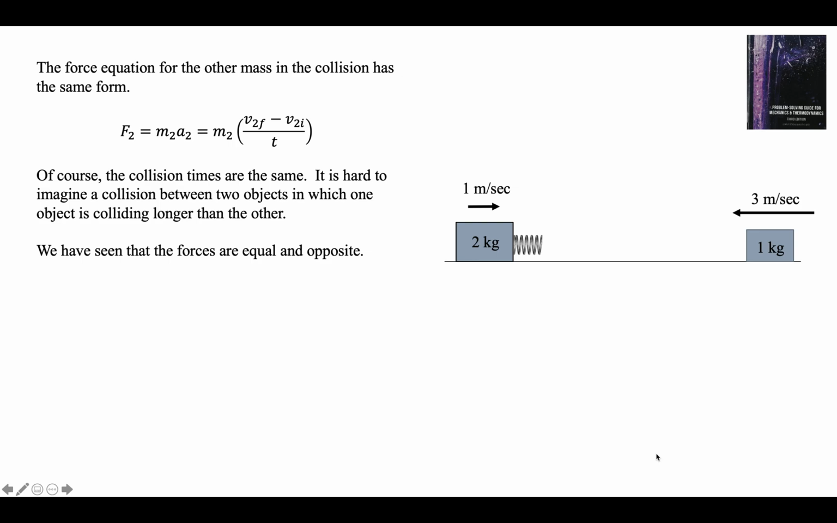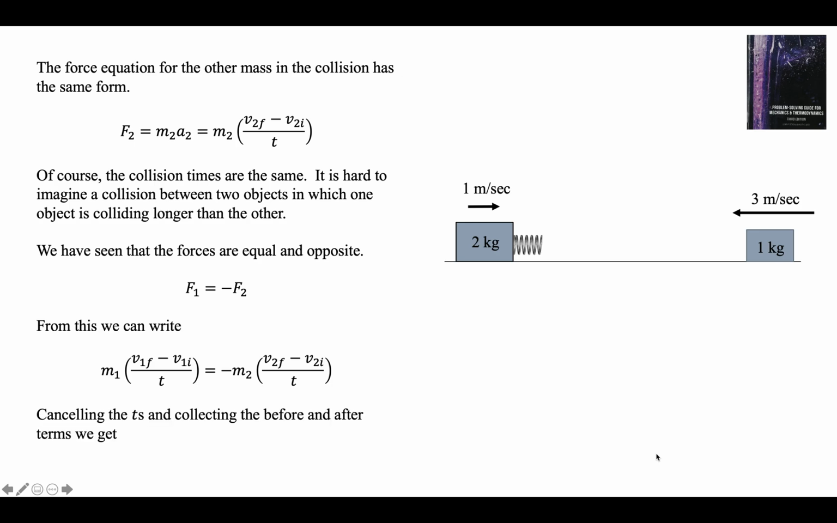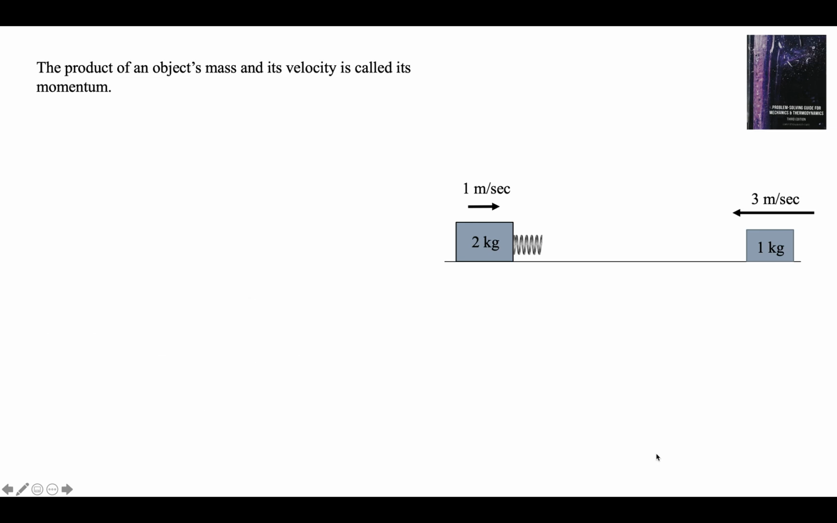We've already seen the forces are equal and opposite. F1 equals minus F2, or F2 equals minus F1, either way. From this, we can write m1a1 equals minus m2a2. For each mass, we can cancel the t's, and we can collect the initial terms and the final terms. We put all the initial terms on one side and all the final terms on the other side, and we get m1 v1 initial plus m2 v2 initial equals m1 v1 final plus m2 v2 final.